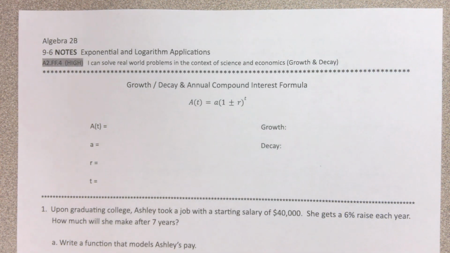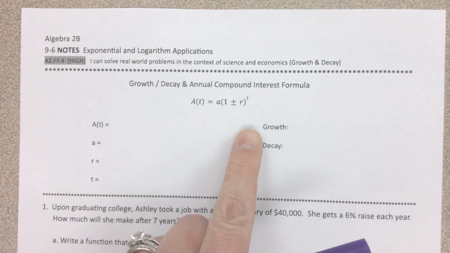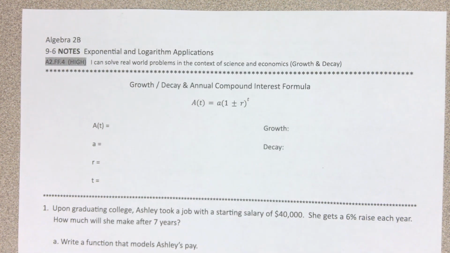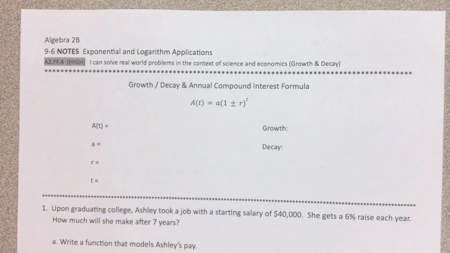9-6. Today we are talking about growth and decay. This is also known as the annual compound interest formula. It has multiple purposes. If you're going to take either personal finance or QR next year, you will most likely see this formula in one of those classes. It is a very common formula to use in the finance world. Okay, let's talk about what these individual variables mean.